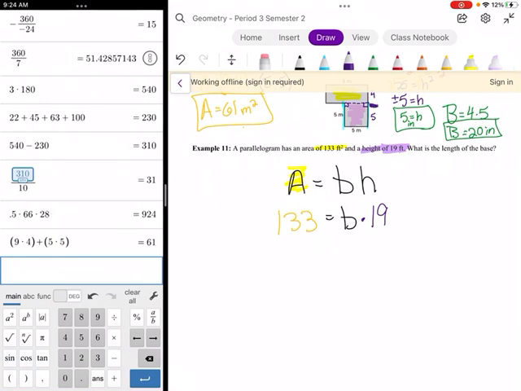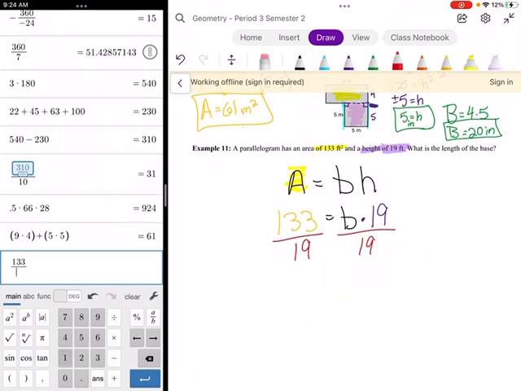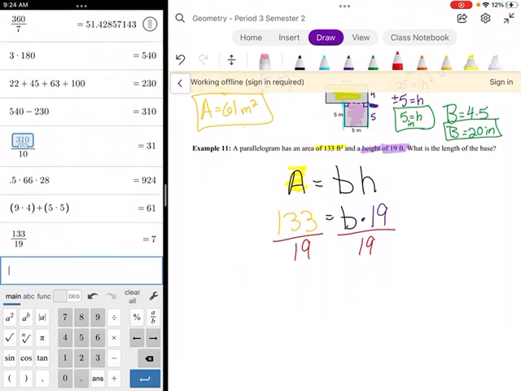So we're going to divide both sides by 19. So 133 divided by 19. And we will get 7 is equal to the base. And don't forget your labels for your units. So this is going to be 7 feet.